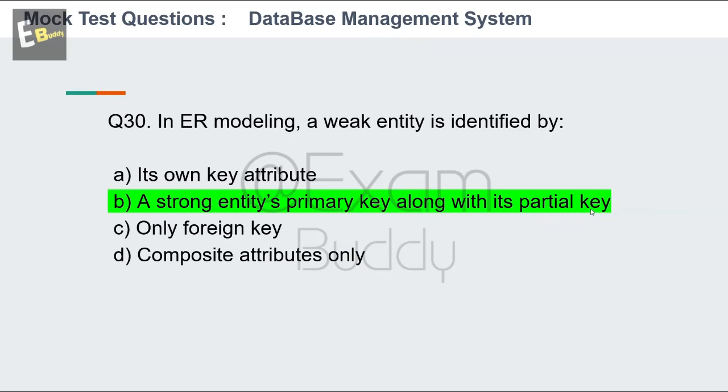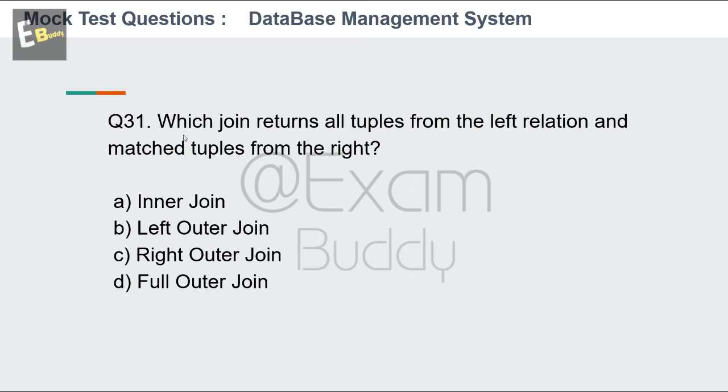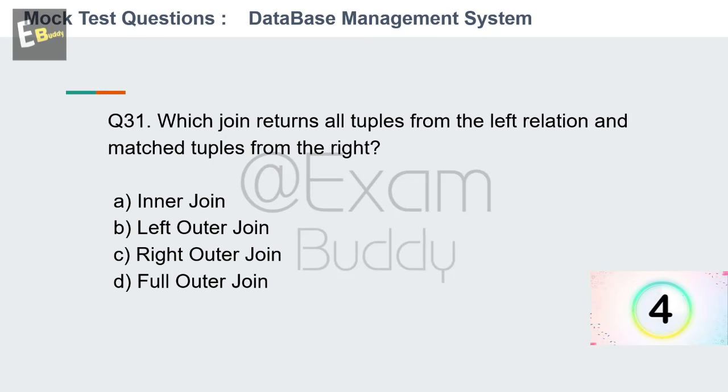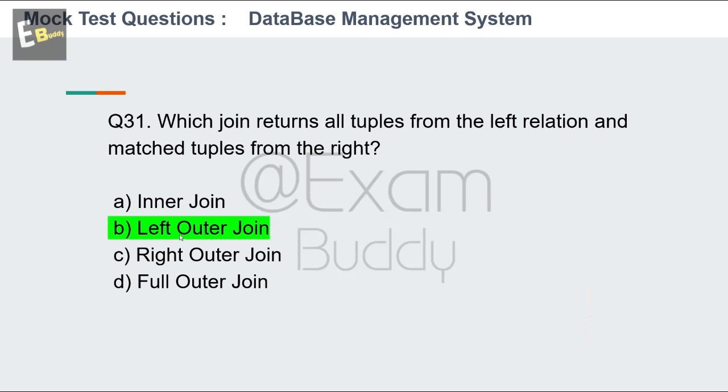Now let's go to question number 31. Which join returns all tuples from the left relation and matching tuples from the right? These are the options: inner join, left outer join, right outer join, full outer join. So your time starts now. And the answer is B, left outer join.